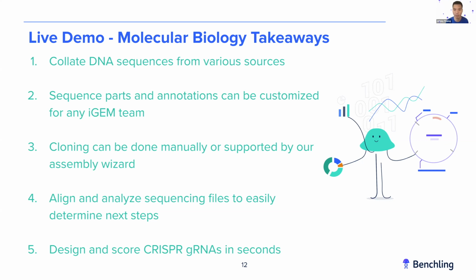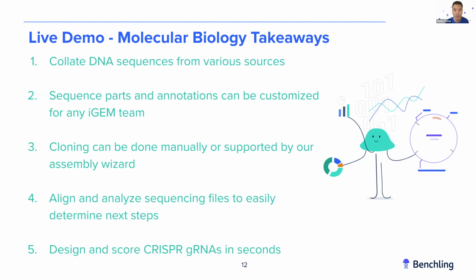And third, one of Sierra's big parts in this presentation is how cloning can be done. Although we've shown you a way to do it through our assembly wizard, you can always do cloning manually through our really easy copy and paste options, depending on what type of cloning method you would like to try. And number four, you can align and analyze sequencing files very easily, which can really help determine the next steps within your experiment. Like Sierra mentioned, whether it's a mistake in the sequencing or whether you need to rethink your cloning strategy, you can easily tell by compiling all of these tools in Benchling, along with your sequence files.